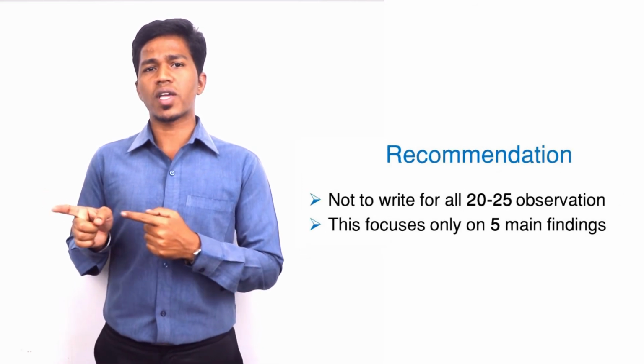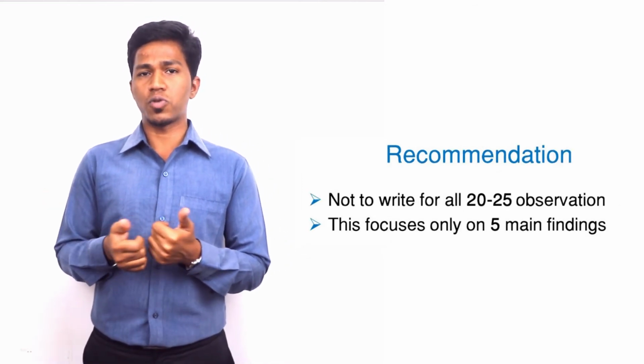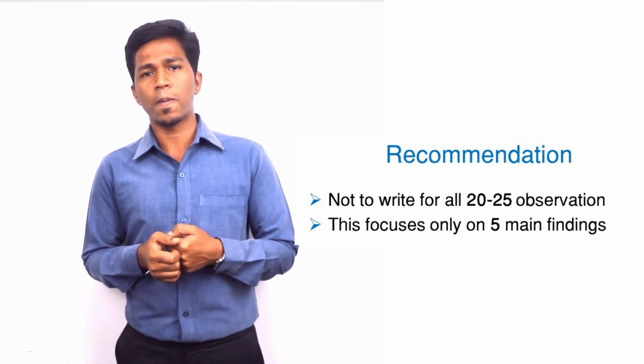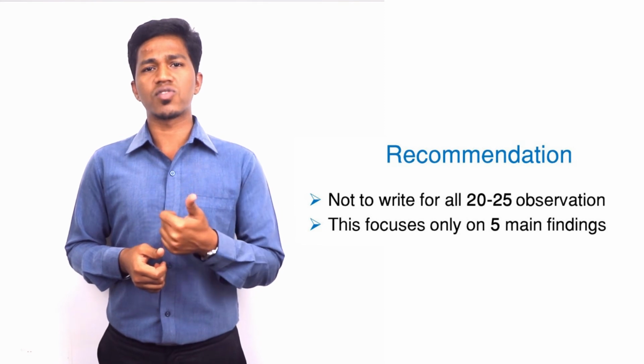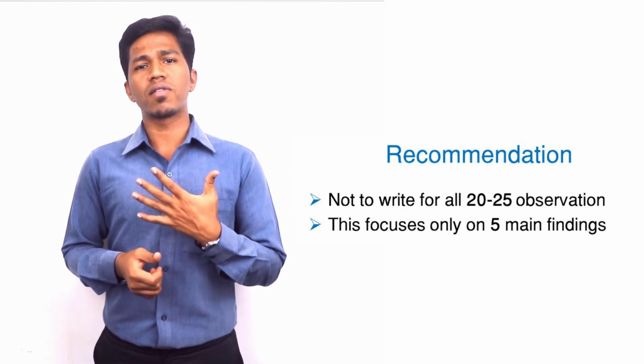Moving on to your recommendations, things that you're not supposed to do under this particular section: do not write recommendations for the entire 25 observations. Once again, this is for the five main findings.